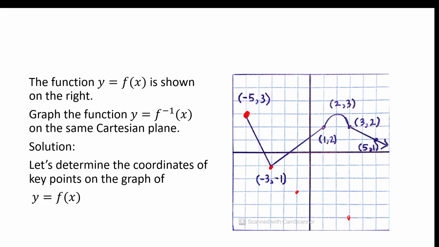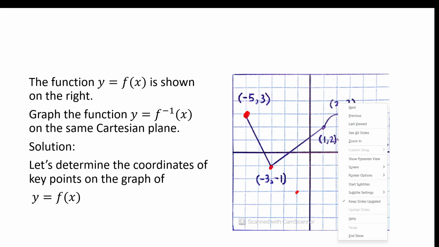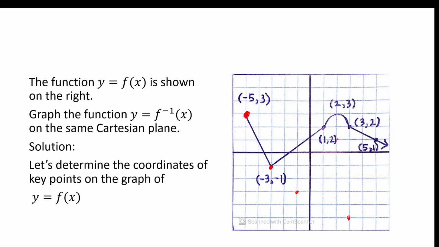The original function goes from (1, 2), curves up to (2, 3), and then back to (3, 2). So switching all the x's and y's, our function is going to go to (2, 1), curve to (3, 2), and then curve back to (2, 3). I just said the same thing, but with switching all the x's and y's.